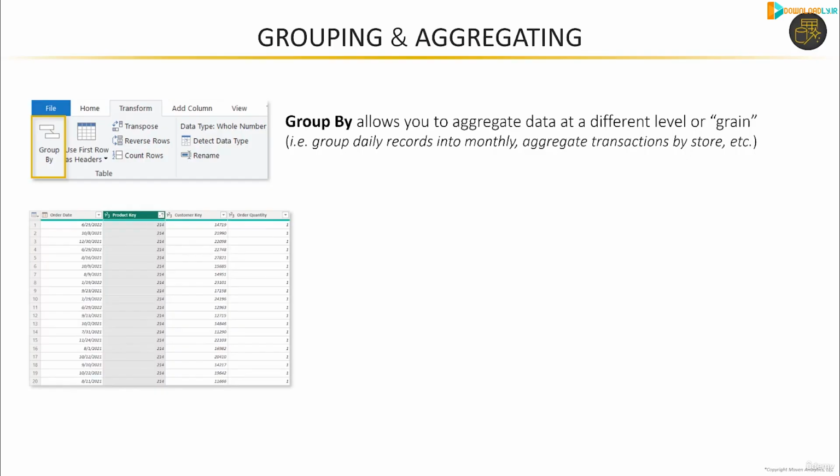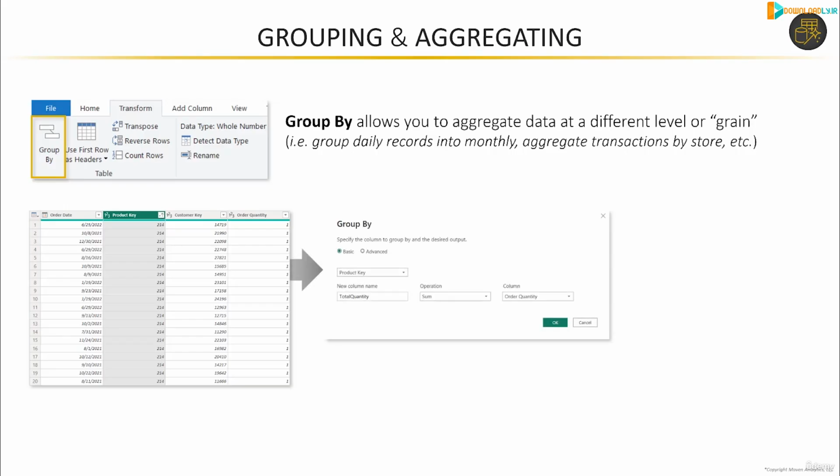Here we've got order quantities by order date, product key, and customer key. And the important thing to note here is that we have multiple orders for a given product key. In this case, the product number 214 has been ordered multiple times on multiple days by multiple different customers. And if you wanted to transform this table into a summary of order quantities rolled up by unique product keys, the Group By option is a great way to do that.